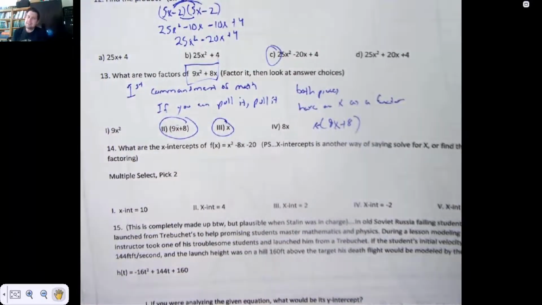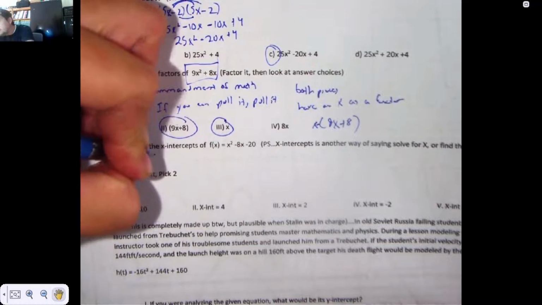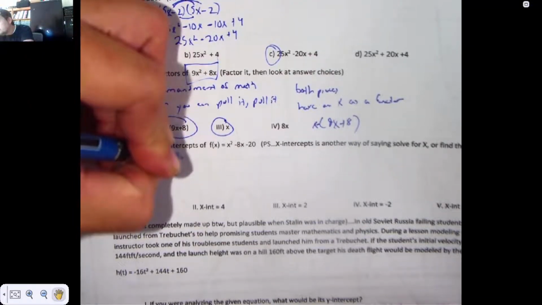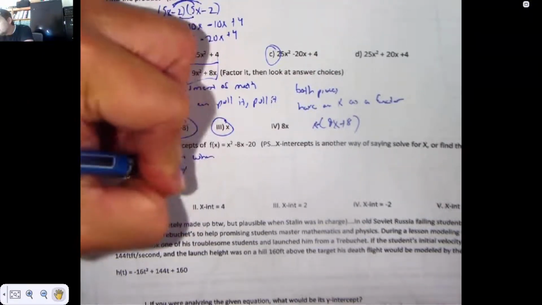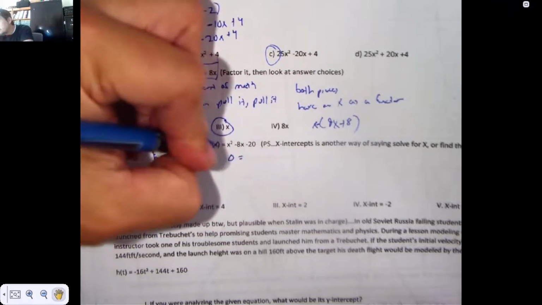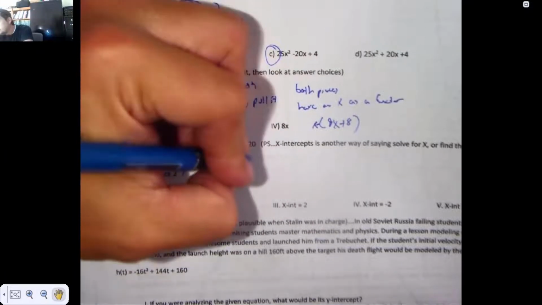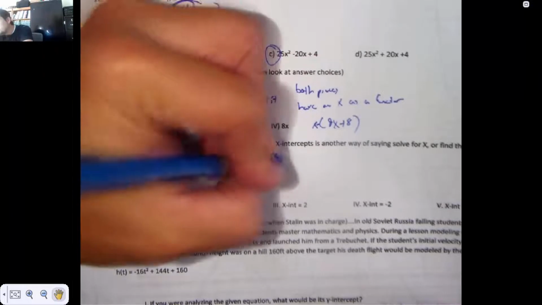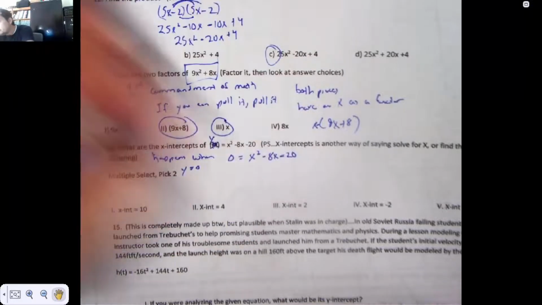14 says, what are the x-intercepts of f of x equals x squared minus 8x minus 20? It even tells you what it is. It's another way of solving for x or finding the zeros. Try factoring. So an x-intercept happens when y is 0. That's when it happens. So f of x gets replaced with a 0 because f of x is y. Okay, that's what it is. Always has been since you were a freshman. That's not going to change.